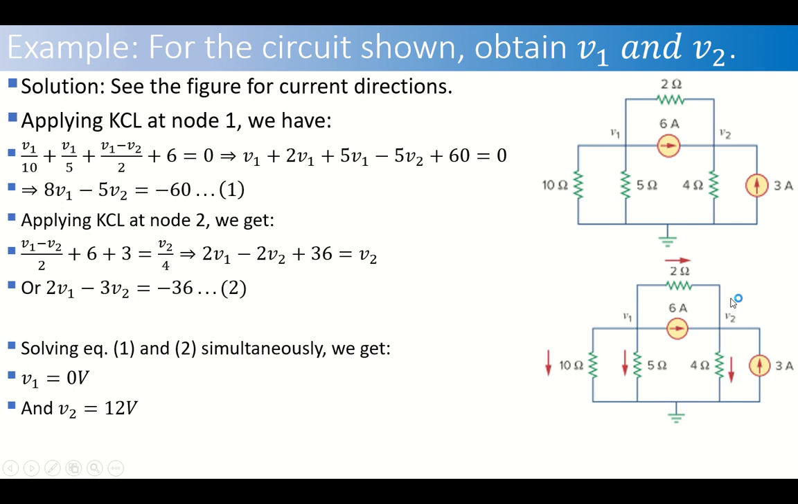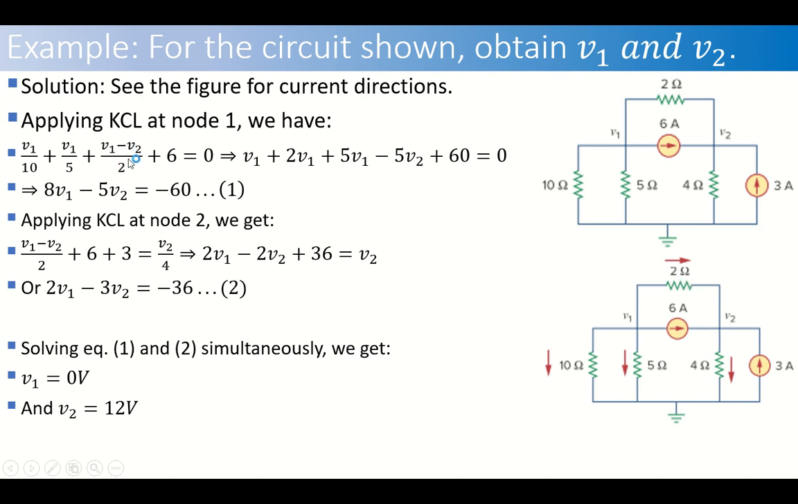Now we'll be applying Kirchhoff current law at node number 2. Again, you can see that at node number 2 there are 4 branches connected: 2 ohm, 6 ampere current source, 4 ohm, and 3 ampere current source. The current in the 2 ohm is actually incoming to node 2. This is also incoming, this is outgoing, and this is incoming. So there are 3 incoming currents and 1 outgoing current. According to Kirchhoff current law, the sum of the incoming currents should be equal to the sum of the outgoing currents. So we can start from the current in the 2 ohm resistance.